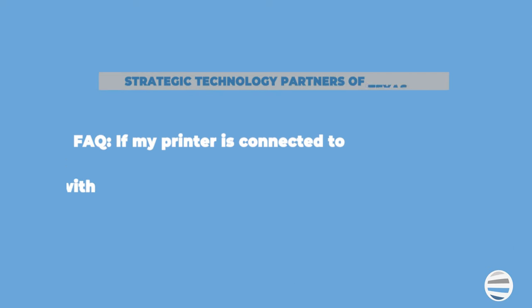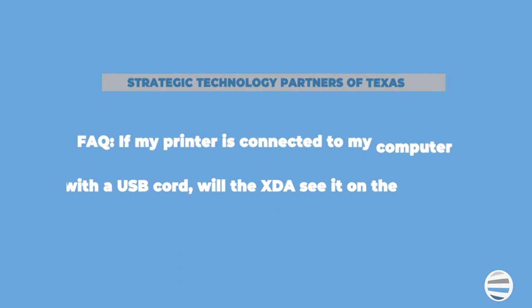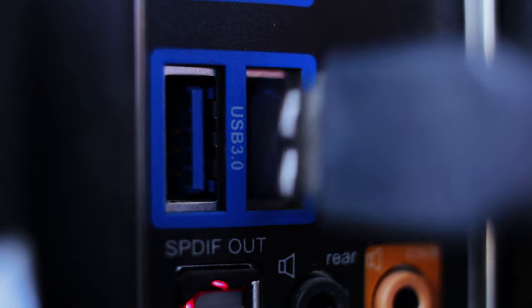A frequently asked question is, if my printer is connected to my computer with a USB cord, will the XDA see it on the network? And in short, the answer is no. The XDA is a networked agent and can only see machines that are registered on the network.